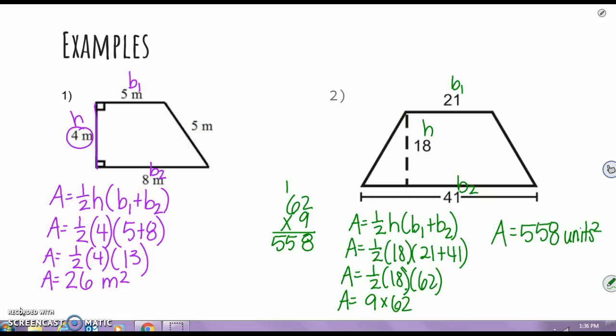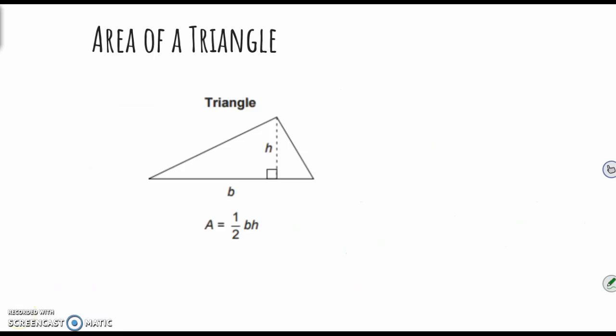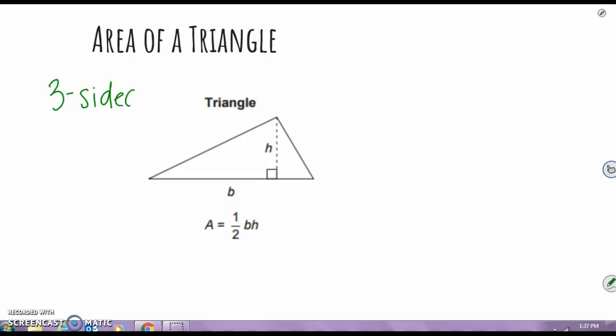Now this one didn't have any units. So in order to write our answer, we can just use the words units and then use our square symbol. So the area for trapezoid number 2 is 558 units squared. Now let's look at triangles. Remember, a triangle is a 3-sided polygon. To find the area of a triangle, we use the formula 1/2 base times height.